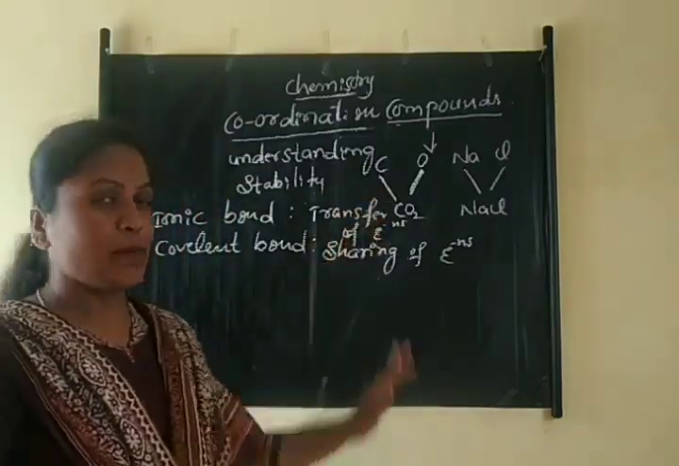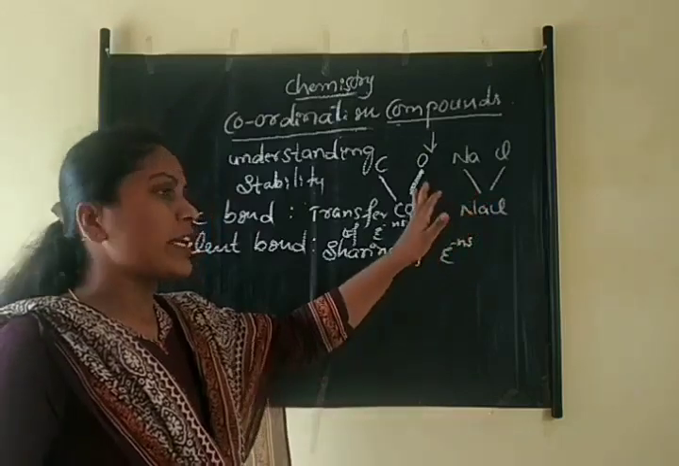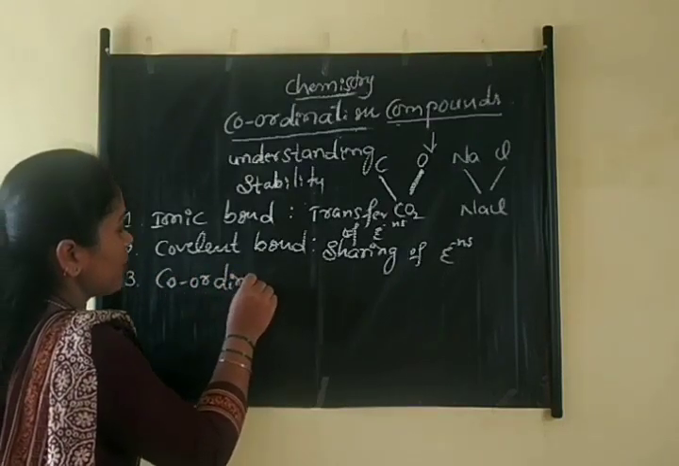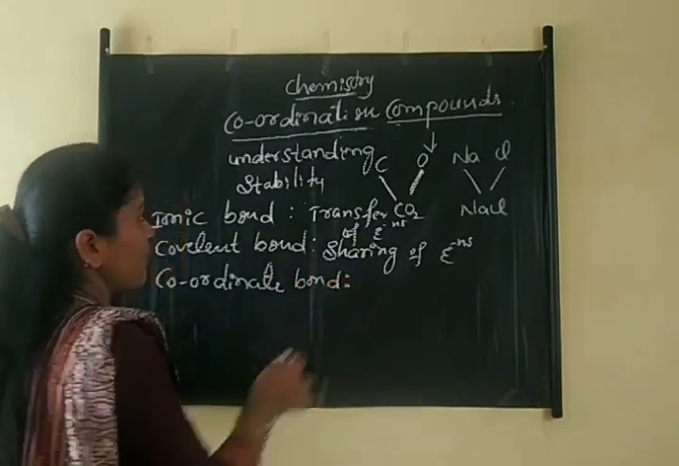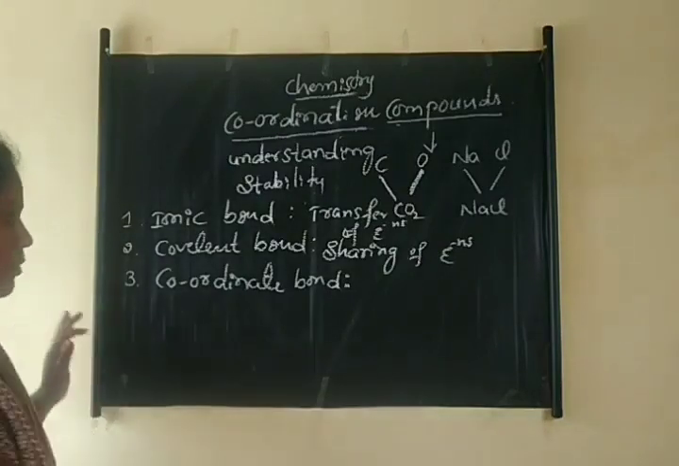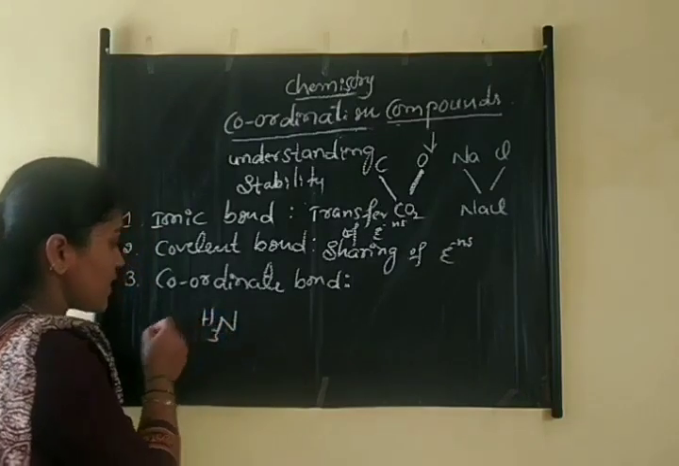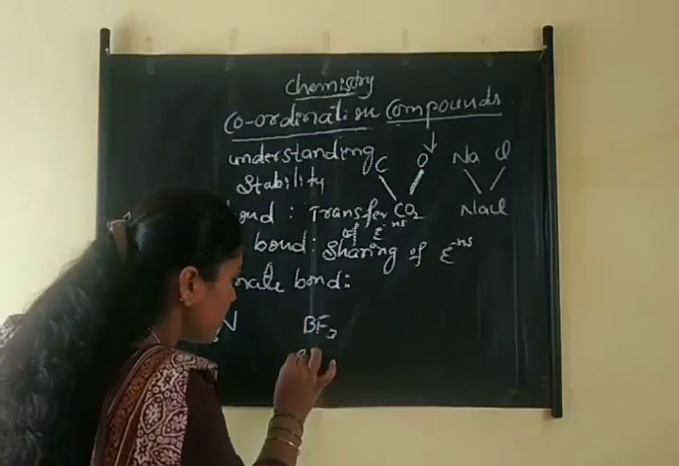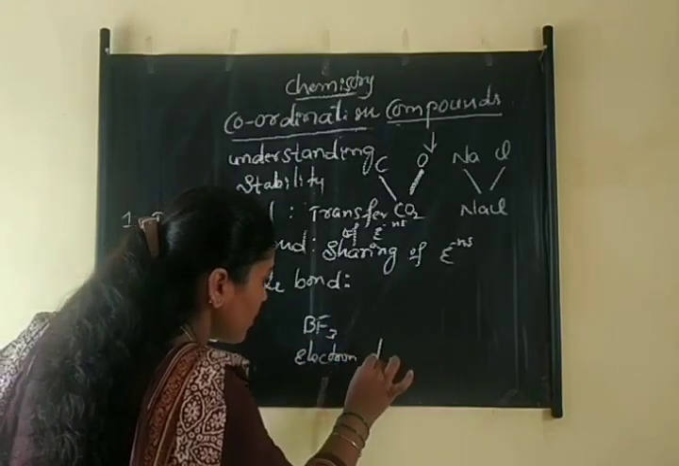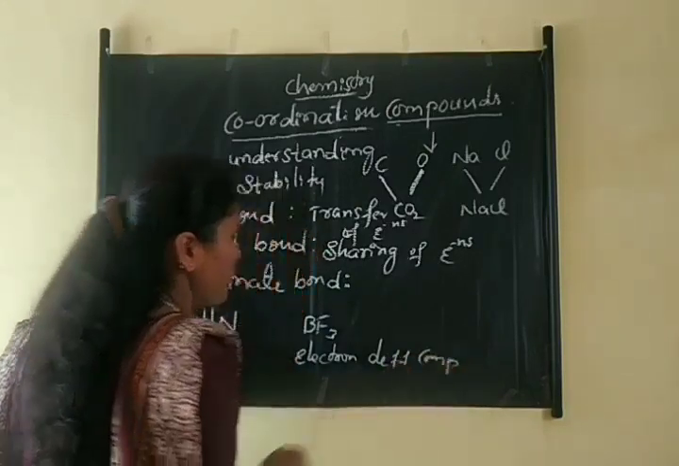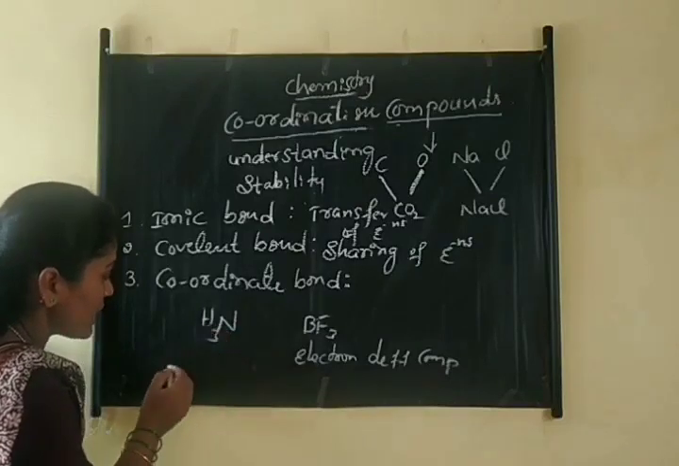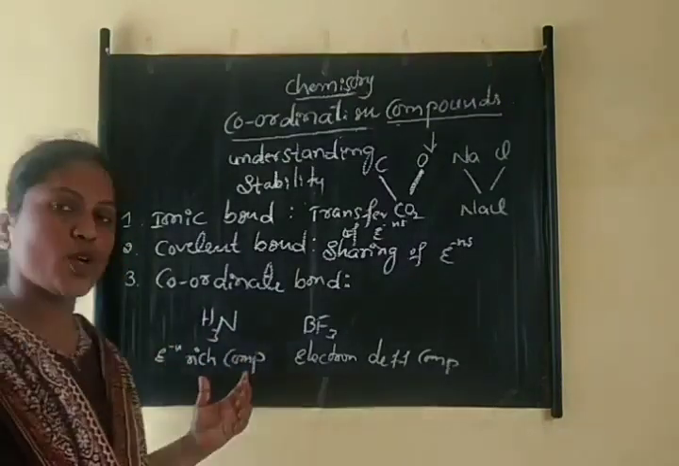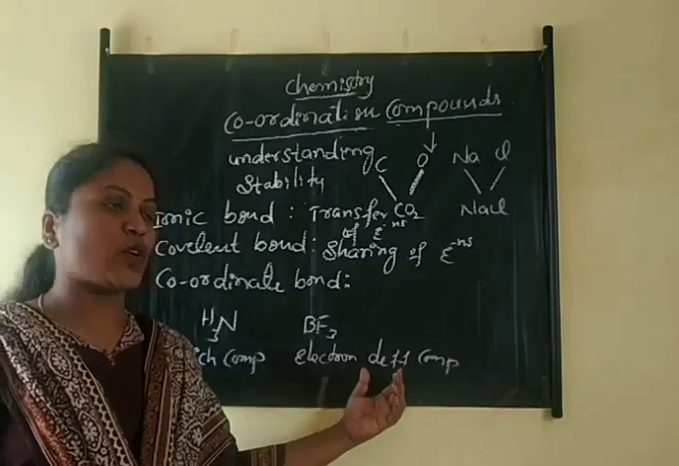Then what is meant by coordinate bond? Here we can consider an example, NH3, ammonia, and also BF3. BF3 is an electron deficient compound, and ammonia, that is NH3, is an electron rich compound. Here ammonia is an electron rich compound and boron trifluoride is an electron deficient compound.